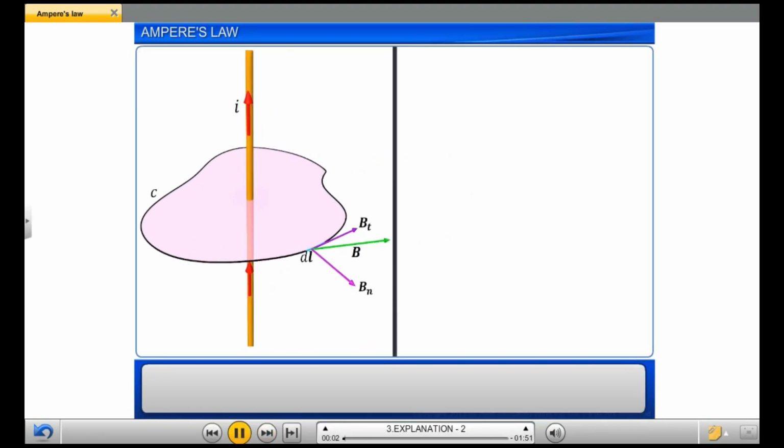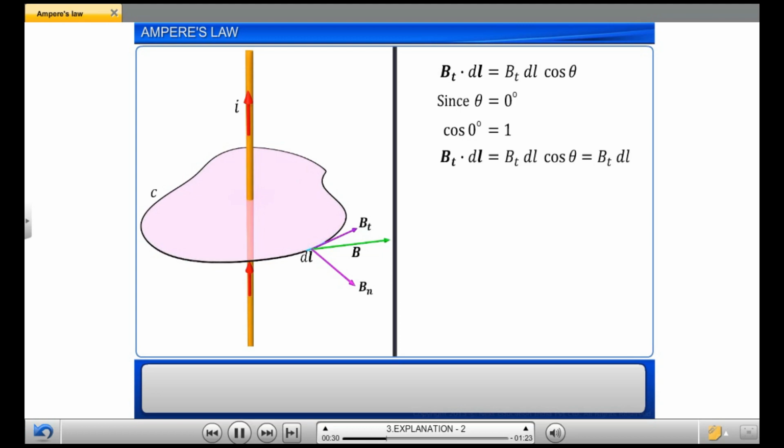The scalar product of the tangential component of the magnetic field and the length of the small element of the closed loop is Bt dot dl is equal to Bt dl cos theta. Since the angle theta between the tangential component of the magnetic field and the length of the small element of the closed loop is 0 degrees and cos 0 is equal to 1, Bt dot dl is equal to Bt dl.